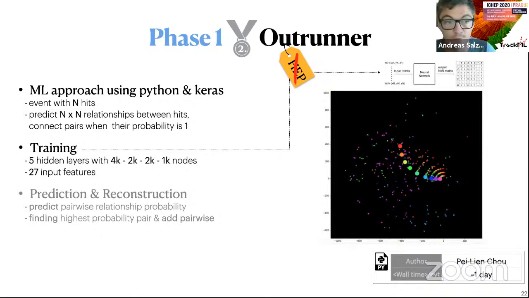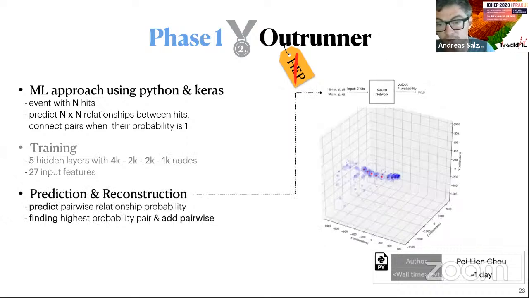another non-HEP member, which was a pure ML approach that used Python and Keras, and basically created a massive deep network with 4,000 input nodes, 2,000 nodes in the first hidden layers connected to 2,000 other hidden nodes in the layer, using all the input features and training basically a relationship between hits, with the probability that those hits are from one track, with a massive training effort. And then in the prediction reconstruction, basically unraveling this, take hit pairs, judge the probability that they belong together, and then build tracks from that.